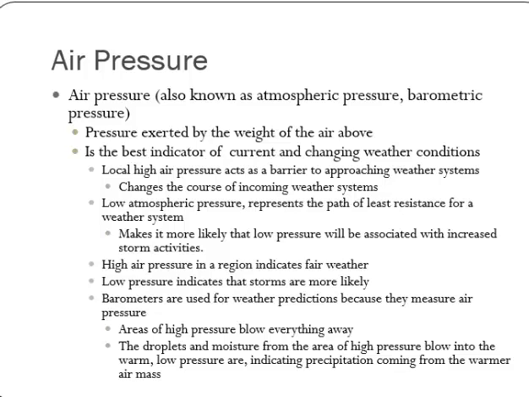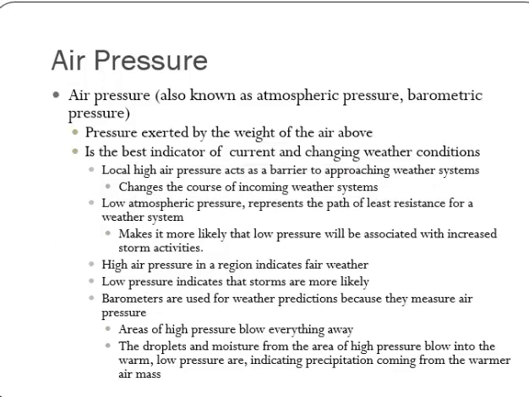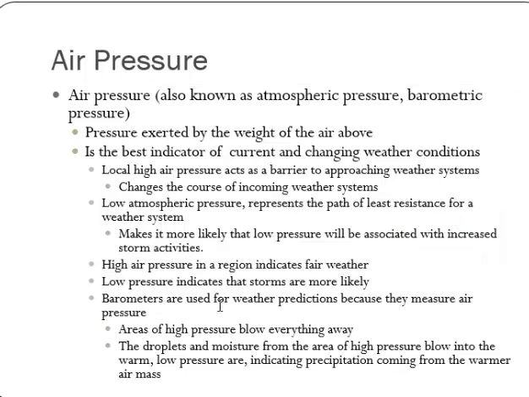So if you're sitting in an area with high pressure, it's not usually going to rain, and it's not usually going to be very cloudy, because the clouds and the water particles are going to blow away to areas of low pressure. On the other hand, areas of low atmospheric pressure are the path of least resistance for a weather system, since that's the way it's going to be blown anyway. So if you have low pressure, it's more likely to be associated with an increase in storm activity. Therefore, a high pressure area indicates nice weather, whereas low pressure indicates that storms are more likely.